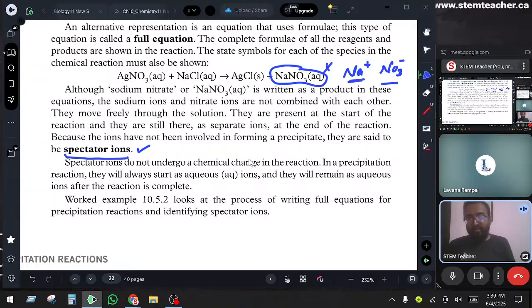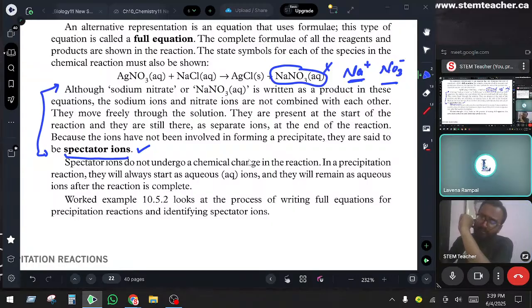Spectator ions. Can you read this paragraph once again? उसको दोबारा पढ़ो. Although sodium nitrate or NaOH are produced in different equations, sodium ions and nitrate ions are not combined with each other. They move freely through the solution, they are present at the start of the reaction, and they are still there as separate ions at the end of the reaction. Because the ions have not been involved in forming a precipitate, they are said to be spectator ions.